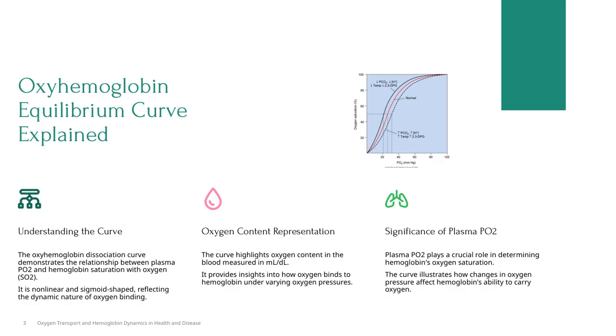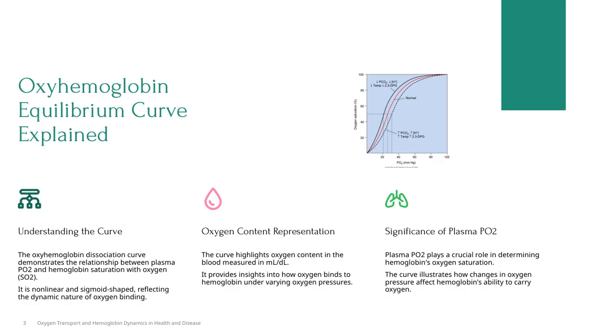Understanding this sigmoid shape is crucial because it reflects how hemoglobin binds oxygen more readily at certain pressures and releases it when needed. So, when PO2 is high, hemoglobin is almost fully saturated, but as PO2 drops, especially in tissues, oxygen release ramps up efficiently.